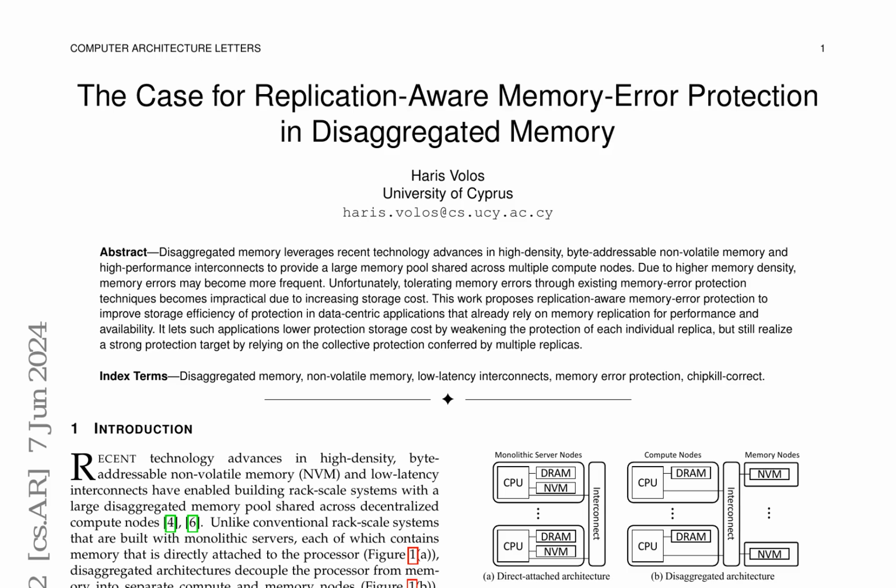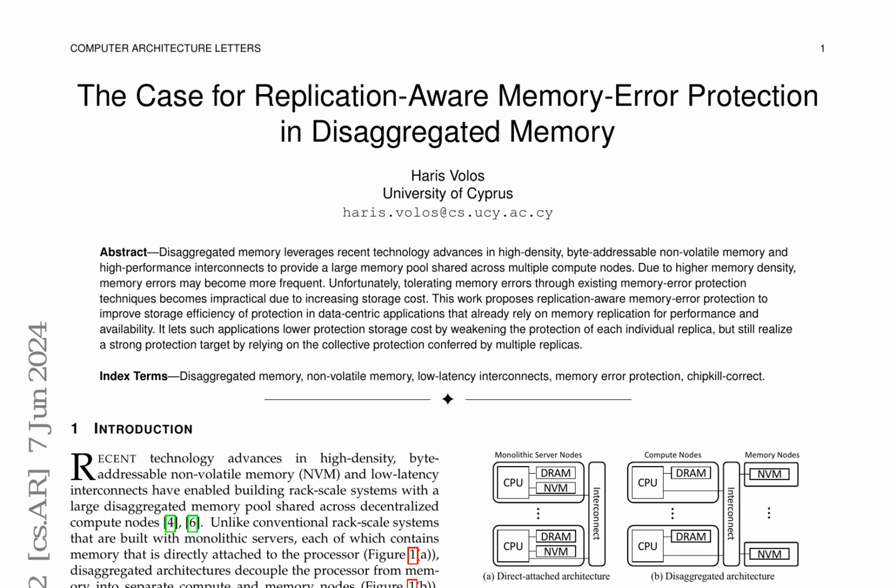Disaggregated memory architecture, leveraging recent advancements in high-density, byte-addressable non-volatile memory and low-latency interconnects, provides a large memory pool shared across multiple compute nodes. However, this architecture is susceptible to more frequent memory errors due to the higher random raw bit error rate of nanoscale non-volatile memory technologies.